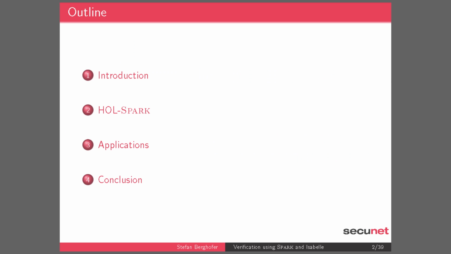So here's a short overview of my talk. In the introduction, I'll tell you a bit about the context of this work. Then in the main part, I'll introduce a tool called HOL Spark, which is a link between the theorem prover Isabelle HOL and the Spark tools. Then I'll present two applications of this link, and finally there'll be a conclusion.